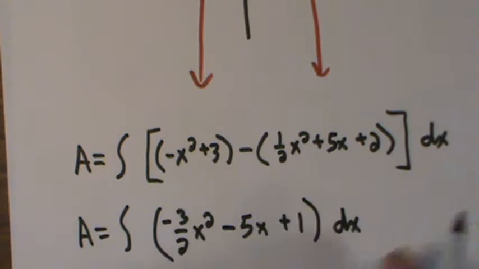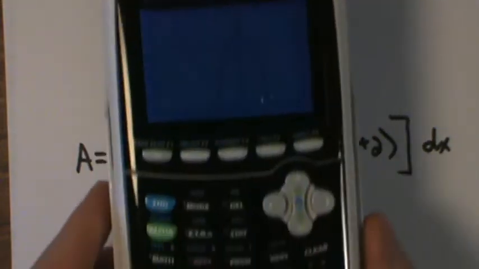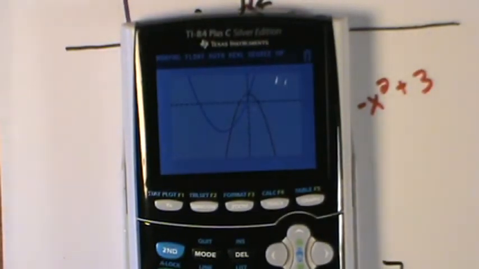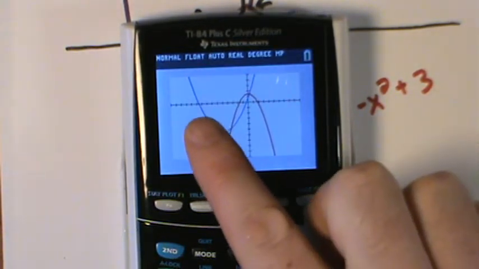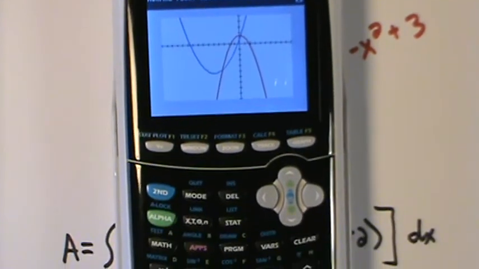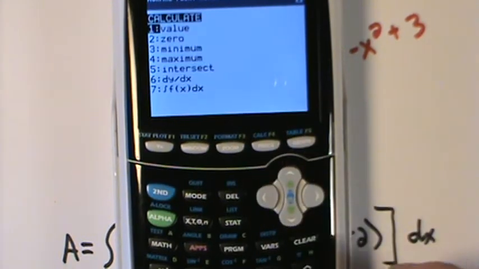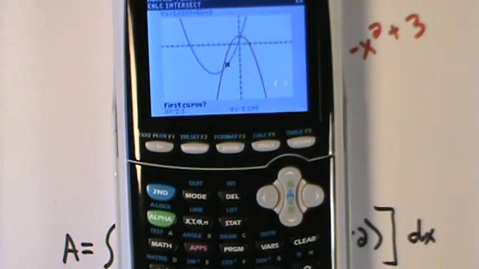Now I'm pretty much at a standstill because I have to know these boundaries. I have to know where to start, where to end. So I'm going to have to go to my calculator. I already typed this into my calculator to save a little bit of time. I've got the two graphs already created. And what I need to do is find the points of intersection. How do I do that? I'll hit my second calc option, and option 5 is the intersection.